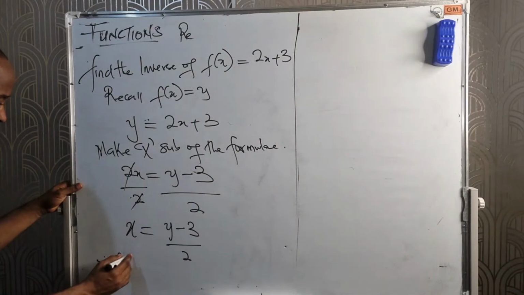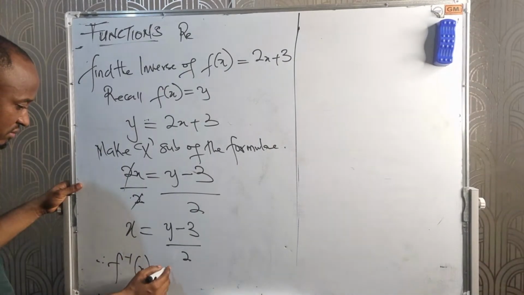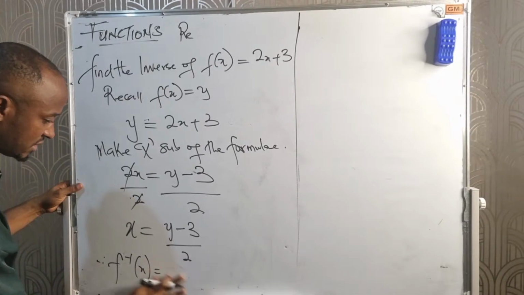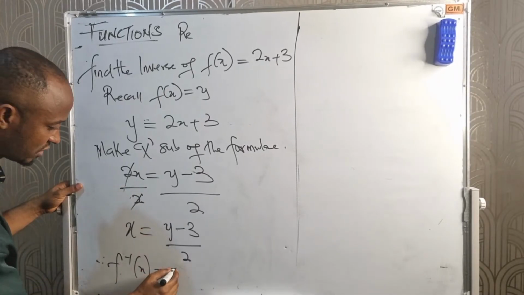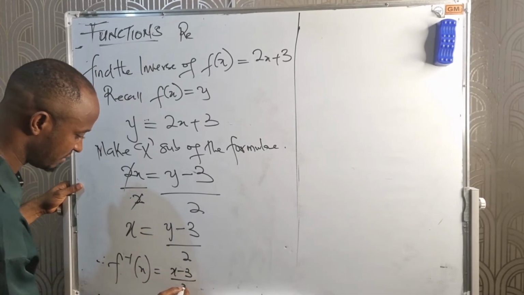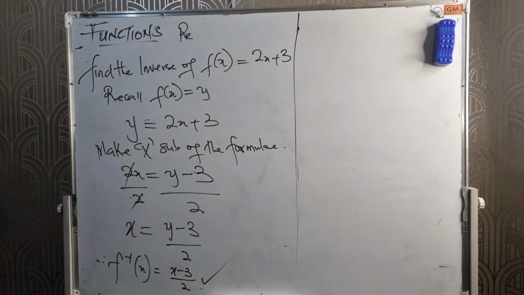Therefore, our f inverse of x becomes x minus 3. I will replace my y with x. There becomes x minus 3 divided by 2. Final answer, x minus 3 divided by 2.